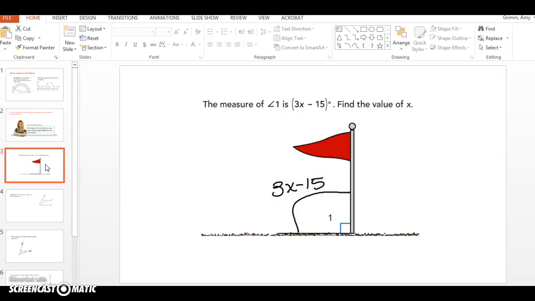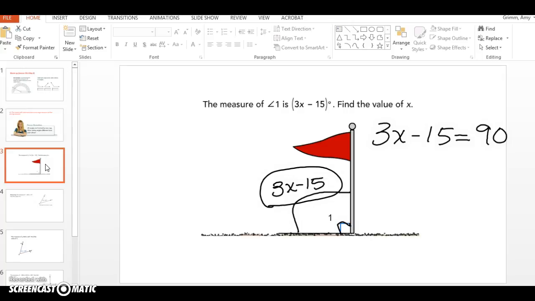Preston? No. We have to set up an equation. Zeke? 3x minus 15. There you go, we found it. 3x minus 15 equals 90 degrees. Because what they're saying is that this angle basically has two things. We could either call it 90 because it is 90, or we can say that the angle measure is 3x minus 15. Those two are equal to each other.